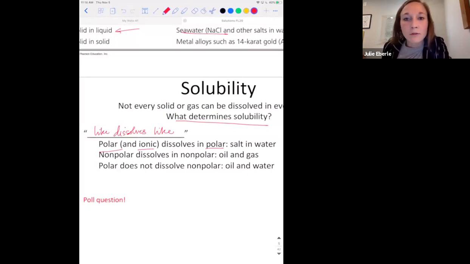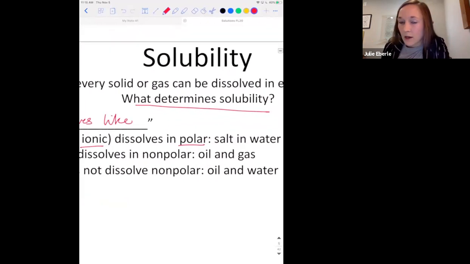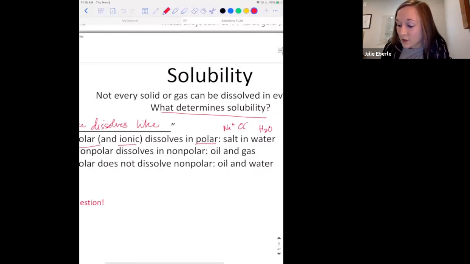Polar dissolves in polar. The best example there really is salt and water, NaCl. We know that's ionic. And water, H2O, we know water is polar. So anything that's polar, anything that's ionic, will dissolve in a polar solvent. So you have to still be able to identify. Don't forget how to determine if something is polar or nonpolar. You have to know how to do that for chapter 9.